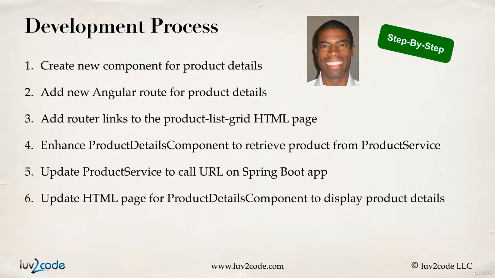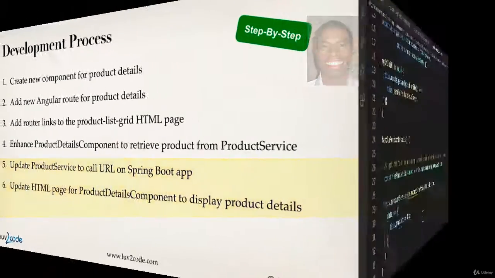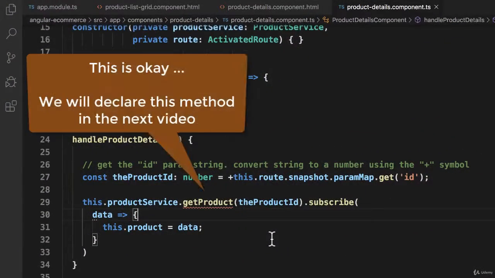Alrighty, so moving along with our development process, in this video, we'll cover steps 5 and 6 of updating our product service and also updating the HTML page. Remember earlier I said, hey, this getProduct method doesn't exist yet. We'll declare it in the next video. Well, this is the video and we'll actually declare it now.